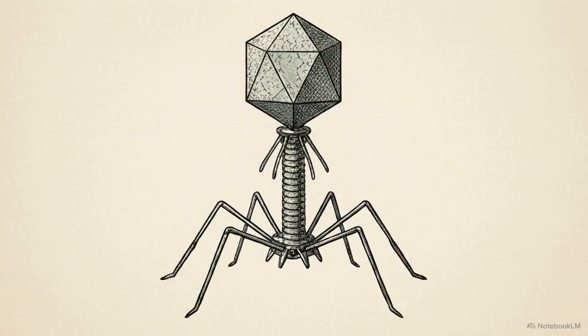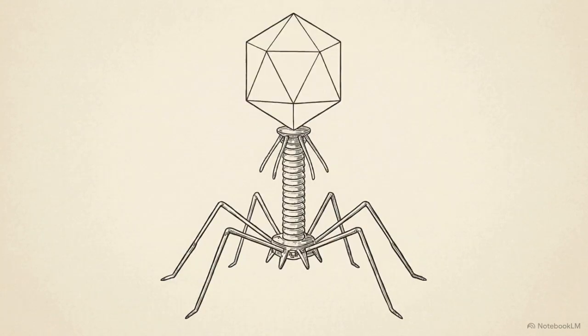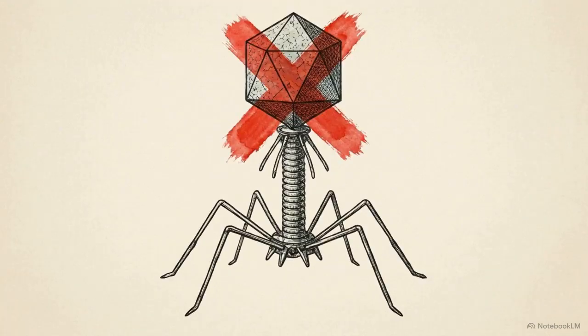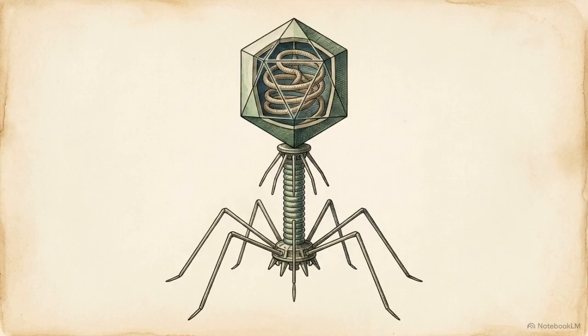Outside of a host cell, they exist merely as inert crystalline particles. They are obligate intracellular parasites. A virus possesses absolutely zero cellular machinery. It has no cytoplasm, no metabolism, no division. Structurally, it is pure nucleoprotein.